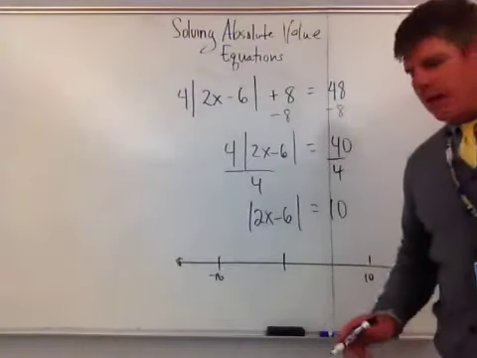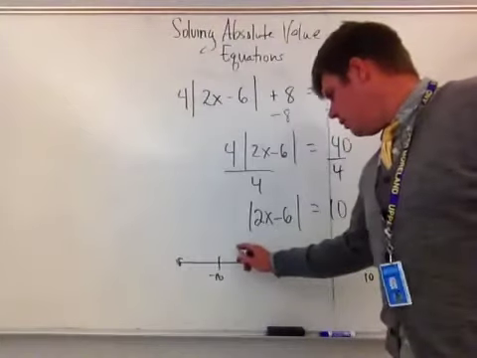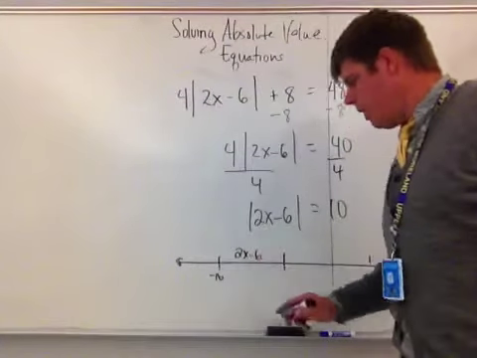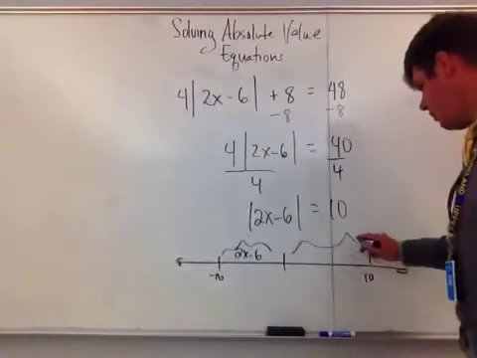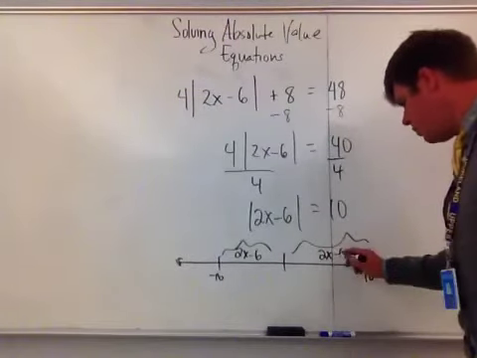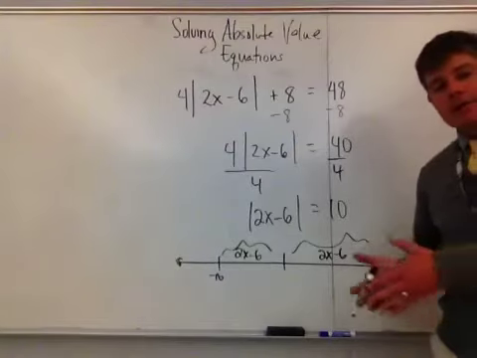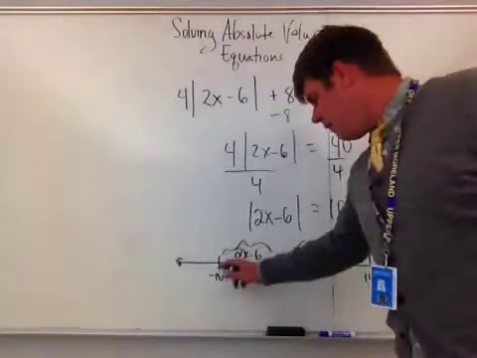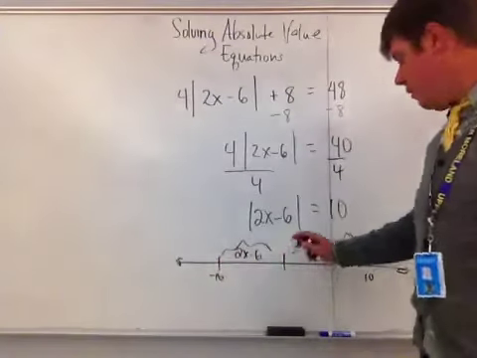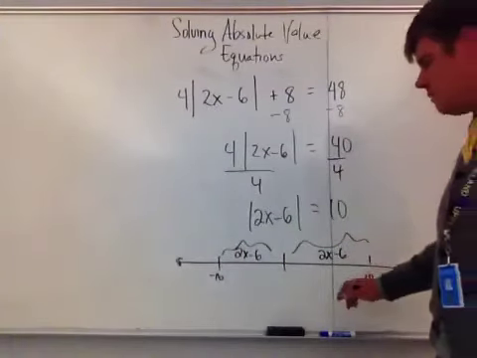So what this is saying is that this distance right here is also going to be called 2x minus 6, and that this distance here can also be represented by 2x minus 6, because they're the same, because it's a distance from 0. Well, if this is 2x minus 6, then that right there gives me negative 10, and on this side, 2x minus 6 would give me positive 10.